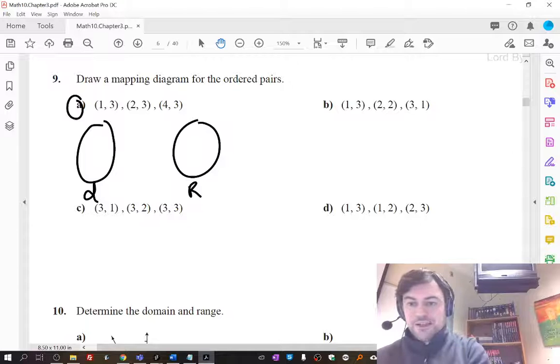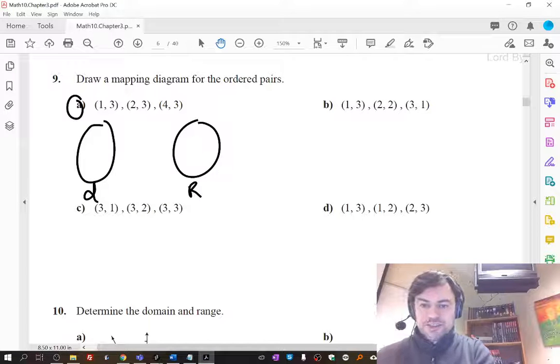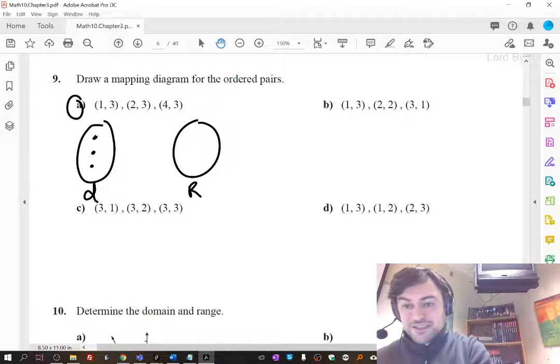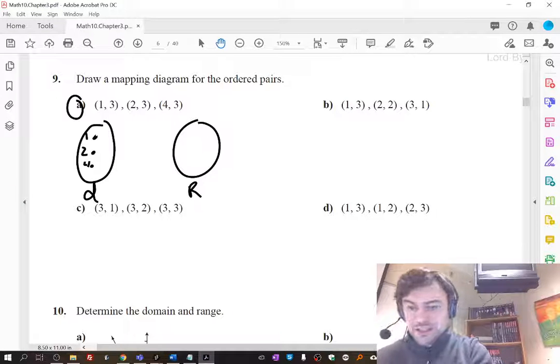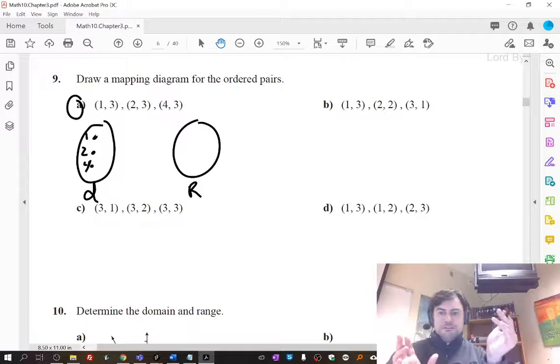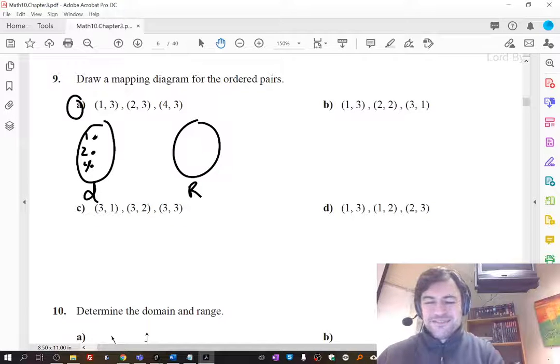I'm going to put in my numbers. For my x's, I have a 1, 2, and a 4, so I'll put those in. It's going to be a little hard for me to draw because I'm not good with this pen. So it's 1, 2, and 4. That's the best I can do.